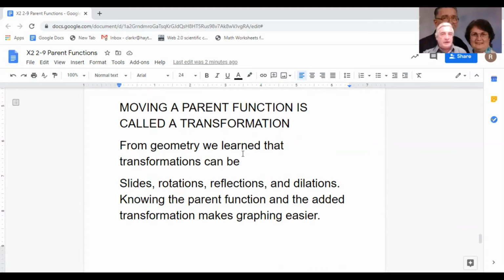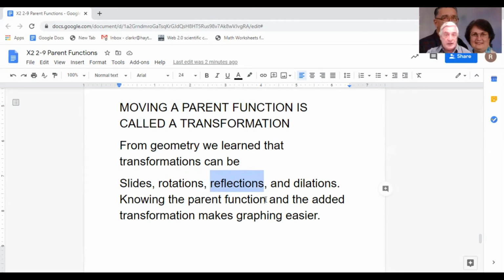From geometry, we learned that there are transformations. We have slides. That is, we can actually slide like a kiddie slide. We can bring that down. We have rotations. That's where we take an object like a triangle and we turn it round and round. We have reflections. That's where you get a mirror image. The line goes like this, and then it reflects off and looks like this, and you get a mirror image. And we have dilations. That's where you change the size, where you make it bigger or smaller.